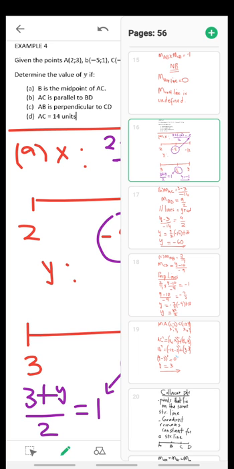Determine the value of y if AC is equal to 14 units. Obviously, what do we know? 14 units is the length of AC, the distance between point A and C, meaning this is taking us to the distance formula. And obviously we need to square both sides. Now let us look into that one.